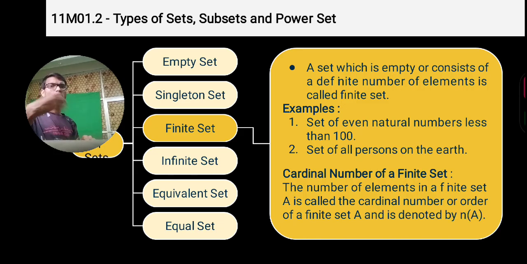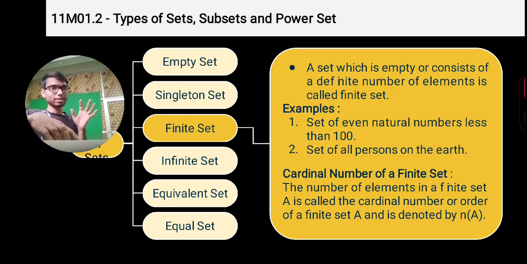Let's say there are six elements in a set, so six will be the cardinal number, and it will be denoted by n. This n is not the natural numbers symbol; this is a small n. For representing natural numbers we write capital N. So a small n represents the number of elements in a set.